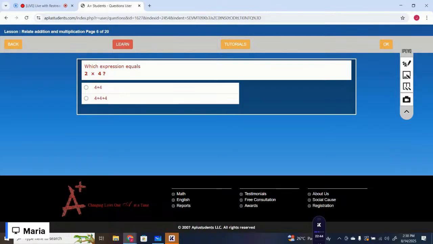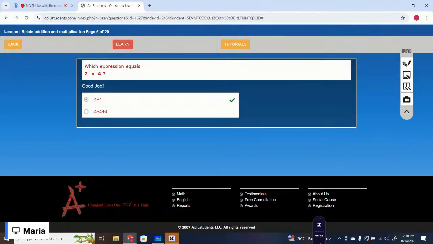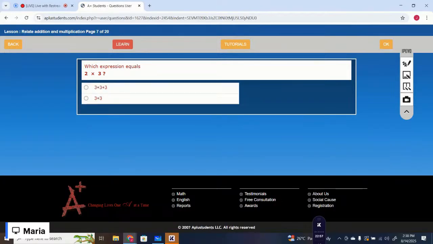Which expression equals 2 times 4? So 2 times 4 is equal to adding 4 two times. Option number 1 is the correct option. Which expression equals 2 times 3? That is 3 plus 3. Option number 2 is the correct option.